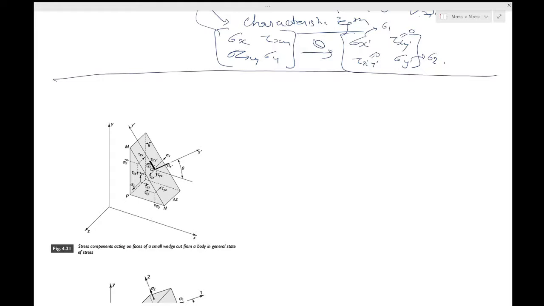Okay, hello everyone. So today we'll be discussing section 4.7, which is Mohr circle representation of a general state of stress. Meaning, when you do not have a plane stress assumption and then you have all the 6 components of stress, what would be the Mohr circle representation for that?